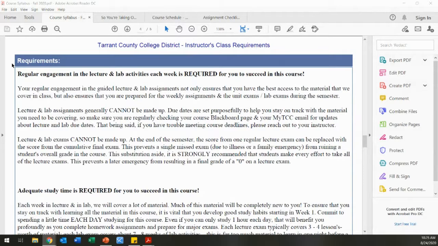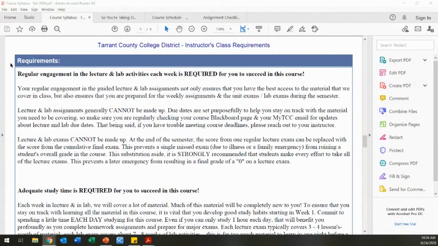In general, I don't do makeup assignments. I do drop some assignments at the end of the semester. So two of your lecture assignments at the very end of the semester will be dropped, and two of your lab assignments will be dropped. So if you miss an assignment, I probably won't let you make it up because we're dropping assignments at the end.